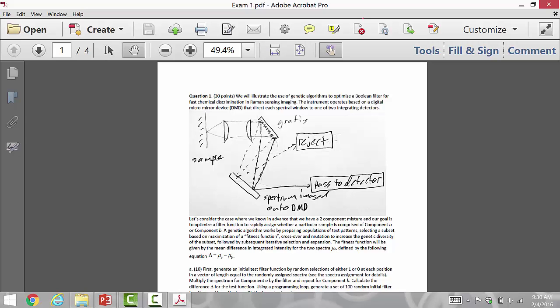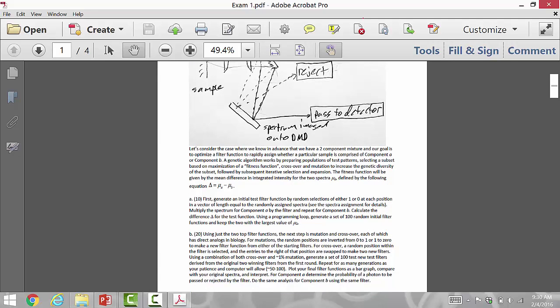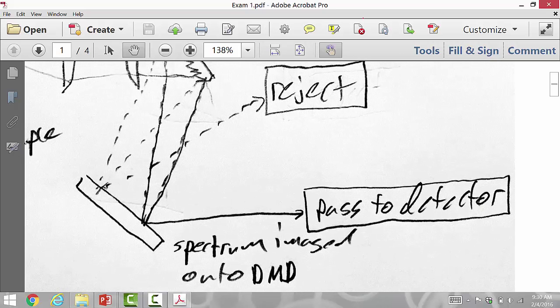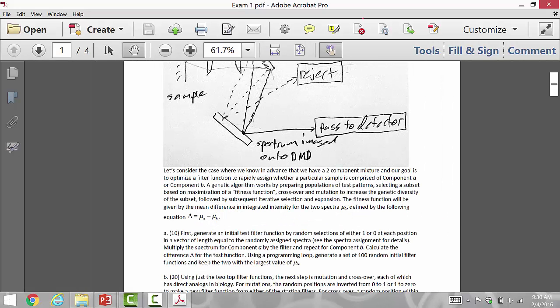Yes? So the two spectra we're resolving, are they rejected in the ones that actually make it to the detector? So the objective is to have the largest intensity for component A and the smallest intensity. Actually, what you're optimizing is the difference. This value right here, oops, that was far too fast. Okay, that delta is mu A minus mu B. So that's going to be the mean intensity on the detector for component A, minus the mean intensity for component B.